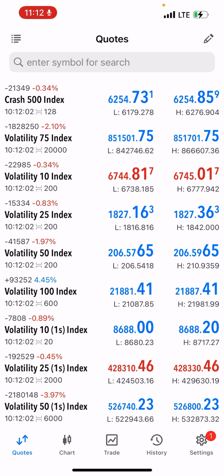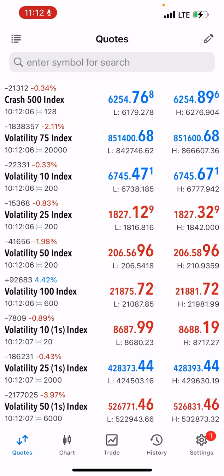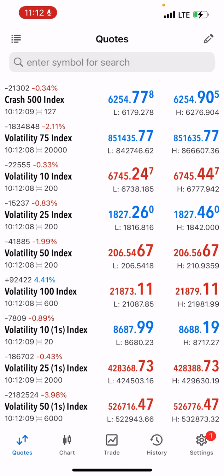Right now we're going to be doing Stepindex and Volatility 75 index. We're going to do this together so you can also catch something from this.